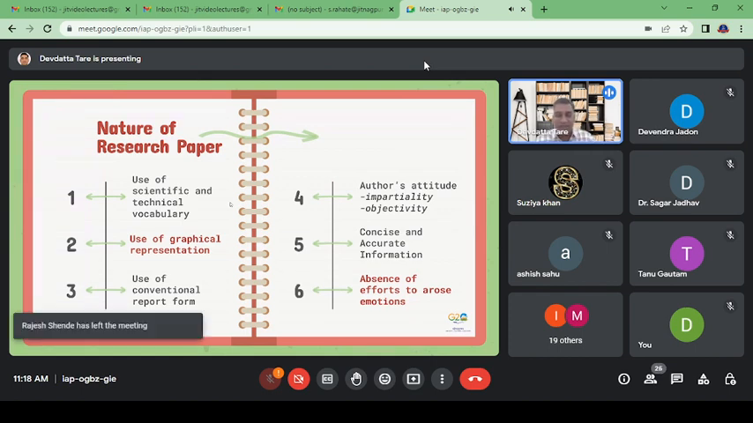So this is the slide. Let me once again wrap up what we should have in our research report. First, we should always use scientific and technical vocabulary. Then we should have a graphical representation. Third, we should use the conventional form of reporting. Fourth, our attitude should always be impartial and we should stick to objectivity. The information we provide should be concise as well as accurate. And last, our report or research paper should never lead to an arousal of emotions.